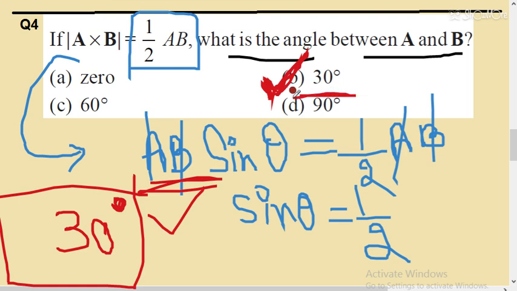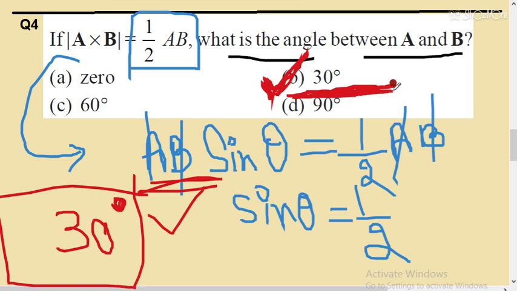Students, you can note down the solution please. If you have understood, after the proper understanding, you can note down these solutions in your fair notebook. So 30 degree will be the answer for question number 4. I hope it is clear.